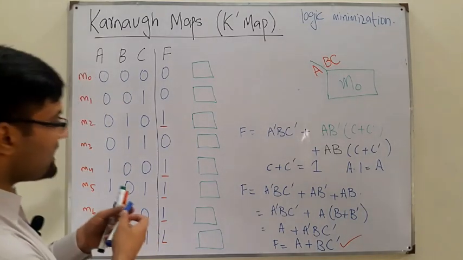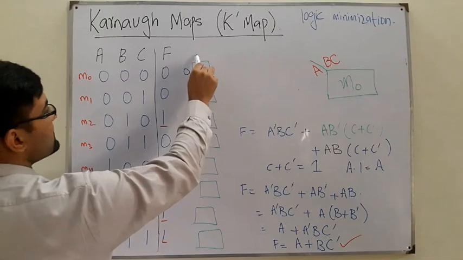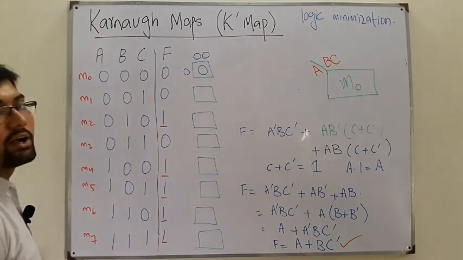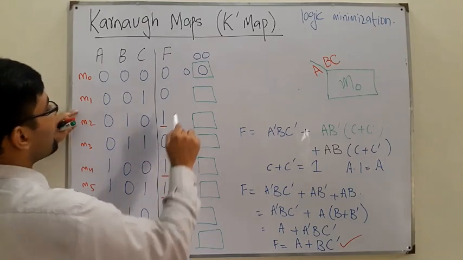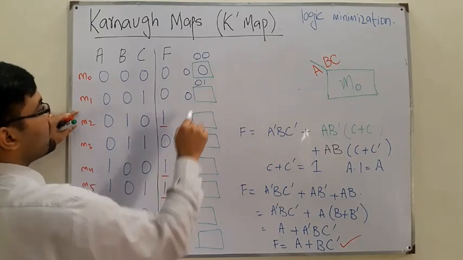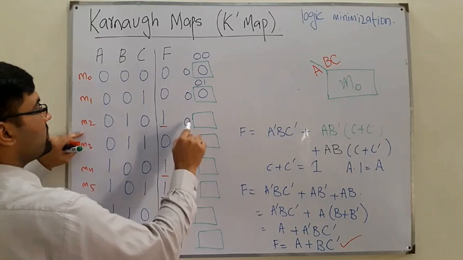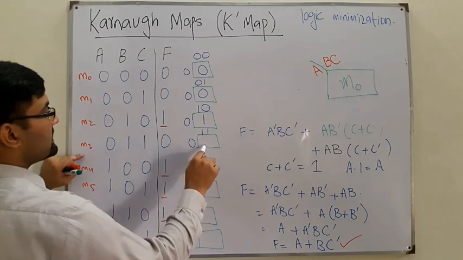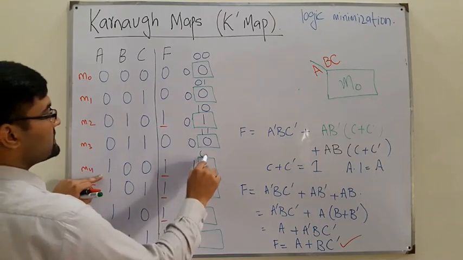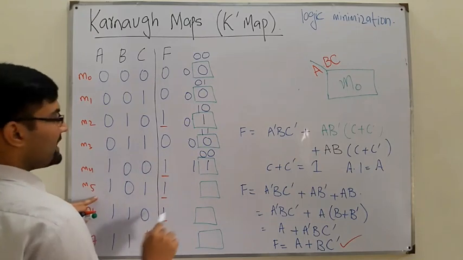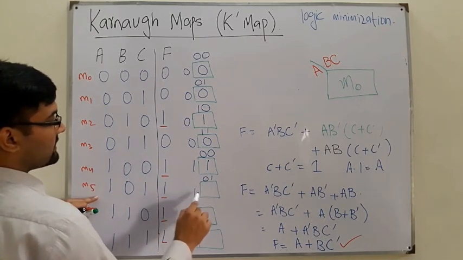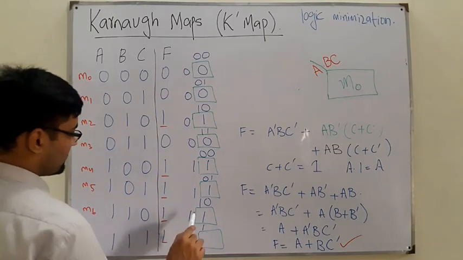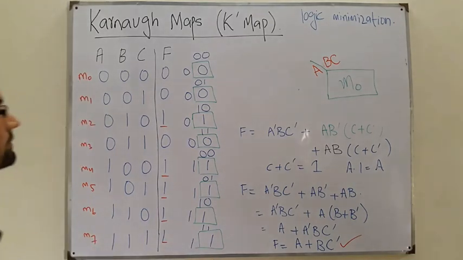Now, in this case, A is 0, so you write the 0 over here, B is 0, and C is 0. So this is the representation of M0, and M0 itself is 0. Now in M1, you have A is 0, B is 0, and C is 1, and this M1 is also 0. Now for M2, A is 0, B is 1, and C is 0, and this M2 is 1, all right? Now for M3, you have A 0, B 1, and C 1, and this itself is 0. Now M4, A is 1, B is 0, C is 0, and M4 is 1. Then M5, A is 1, B is 0, and C is 1, and this M5 is 1. For M6, you have 1, 1, and 0, and this is a 1, all right? For M7, A is 1, B is 1, and C is 1, and this is also 1. So these are the minterms.